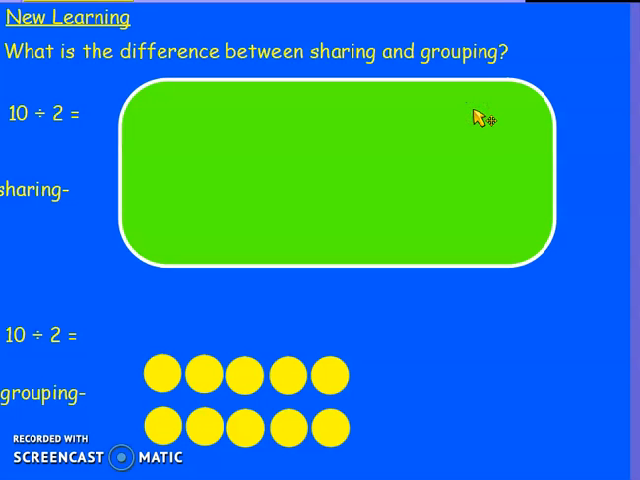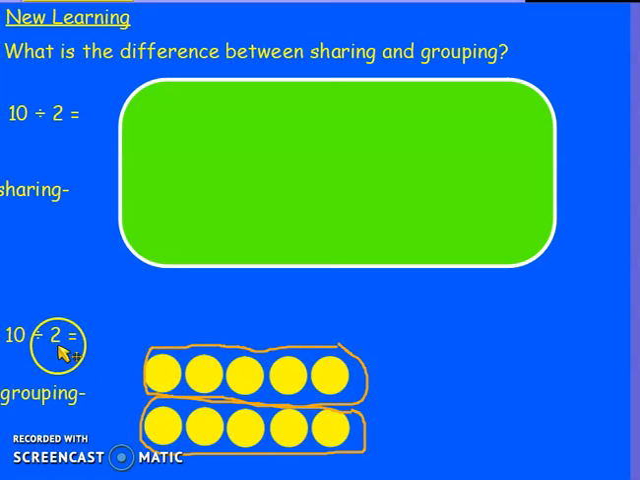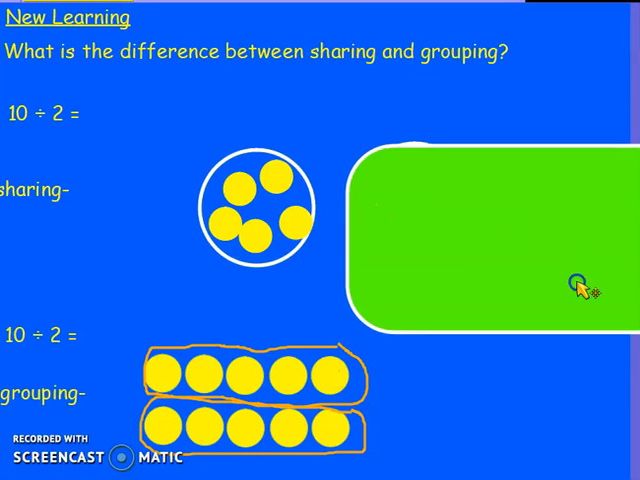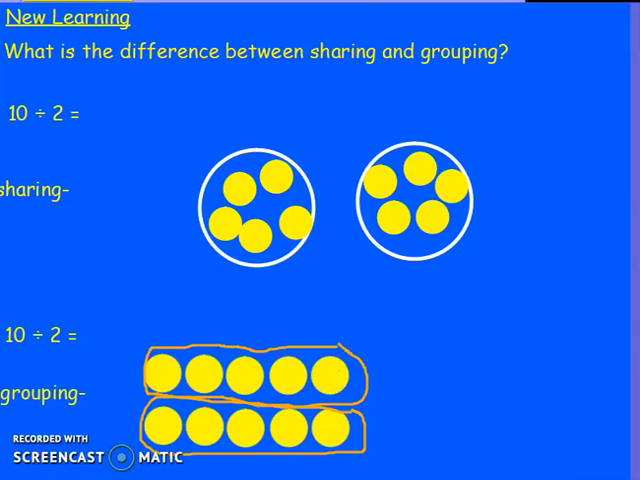I could have done it a different way. I could have used grouping. So I've still got my 10 counters here, but this time I'm going to group them into 2 groups. And I do that by drawing a ring around each group. And I can see that 10 divided by 2 equals 1, 2, 3, 4, 5. So I get the exact same answer as I did before, but I've used a different method.